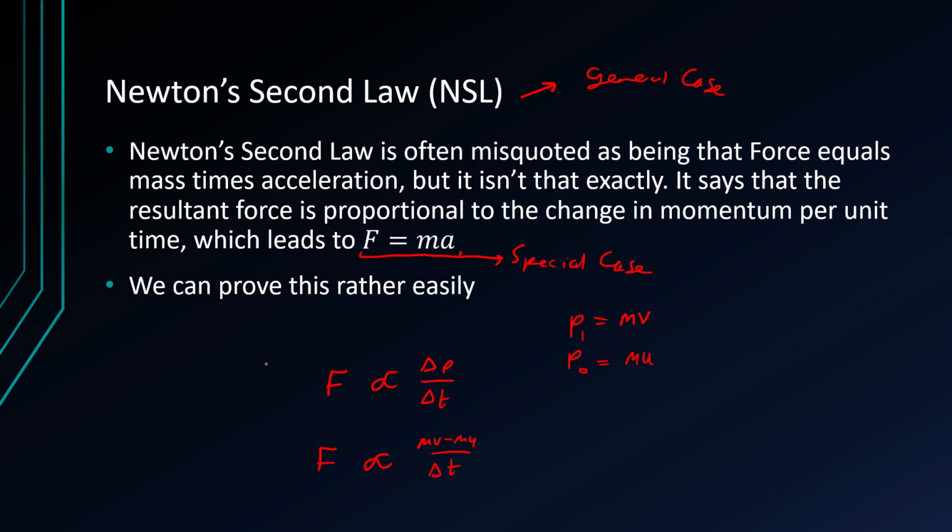I leave it just as t because we usually take our velocities at time t equals 0 and time t equals t, so delta t therefore equals t in that case. But how do we get from the general case, therefore, to the special case?